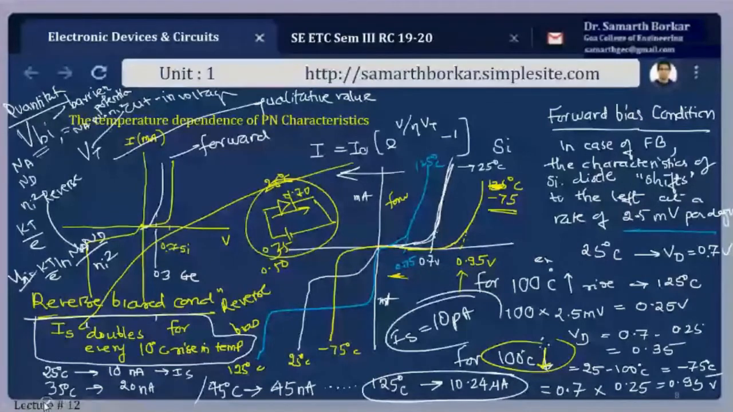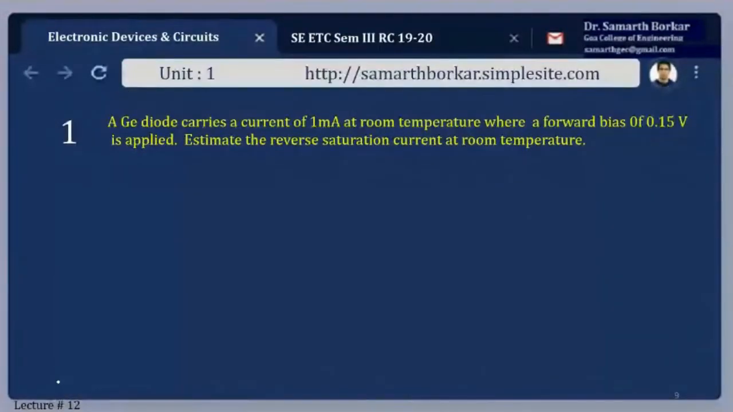Next, we'll take up one numerical. A germanium diode carries a current of 1 milliampere. You can go through the problem.